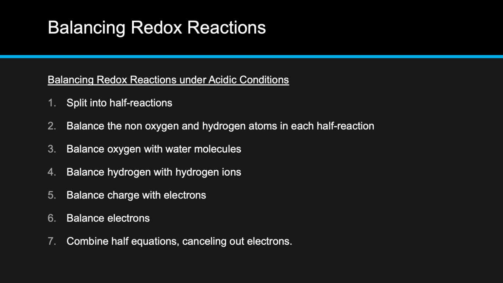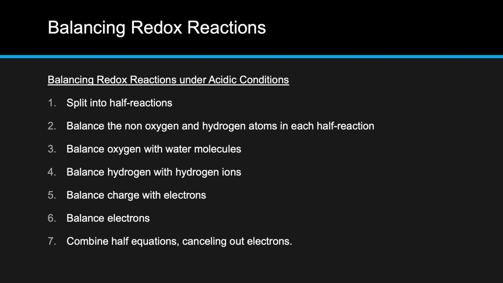If you are taking notes on this video, I would love for you to pause it here and record these 7 steps for balancing redox reactions under acidic conditions. Our first step is going to split that redox reaction into our 2 half reactions, the oxidation and the reduction. Then you're going to balance your non-oxygen and non-hydrogen atoms in each of those half reactions. Then you're going to balance the oxygens with water molecules.